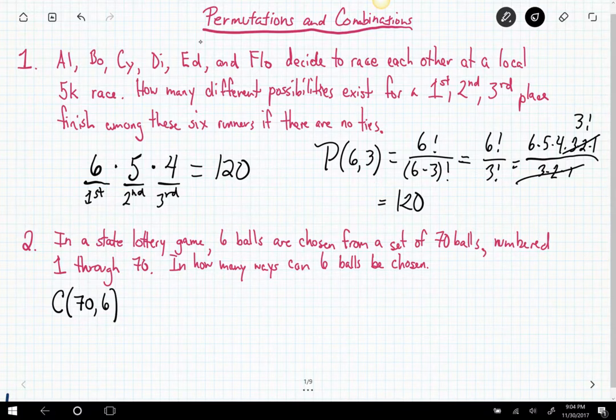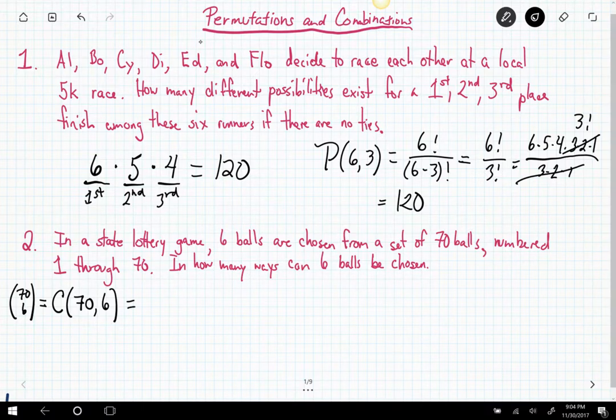Another way you might see this written, this is the same thing as 70 choose 6. You probably heard me say that as well. So both of those go hand in hand. They get the job done for us. So now, where do we go from here?